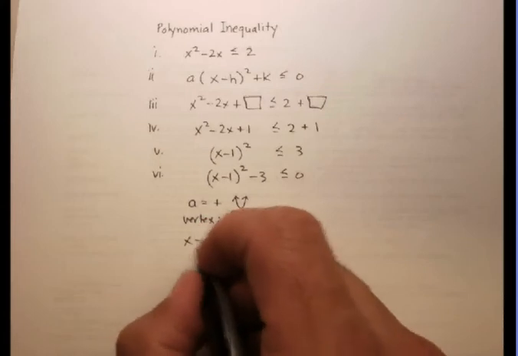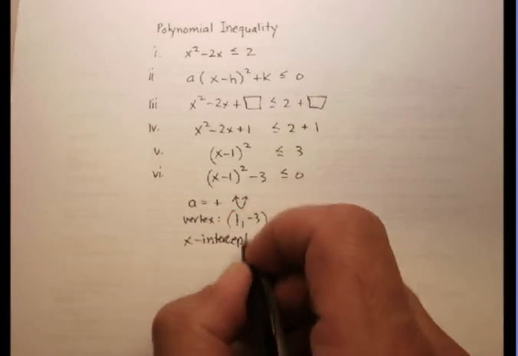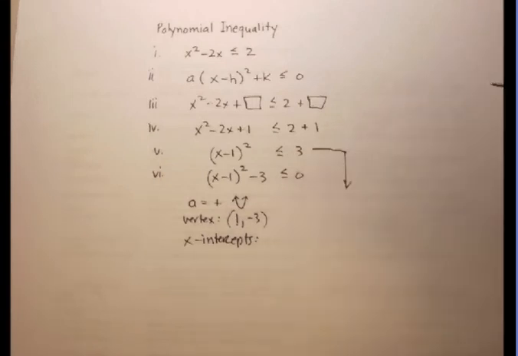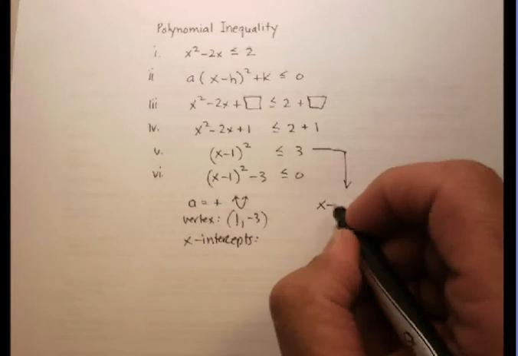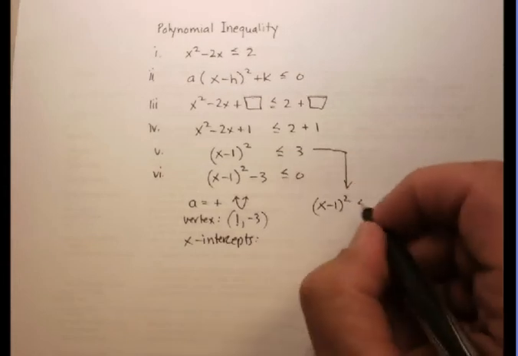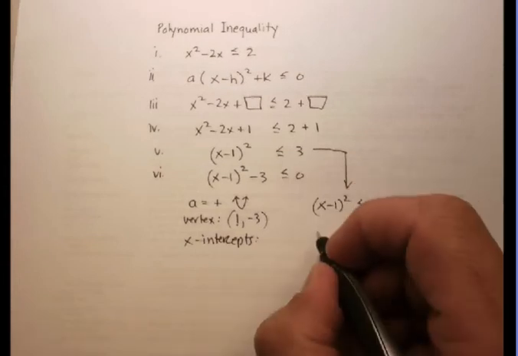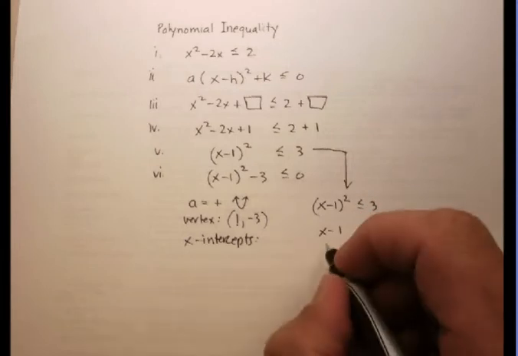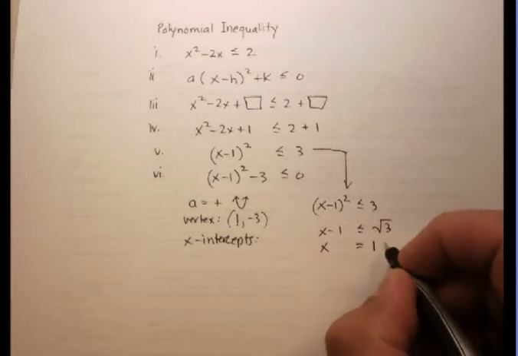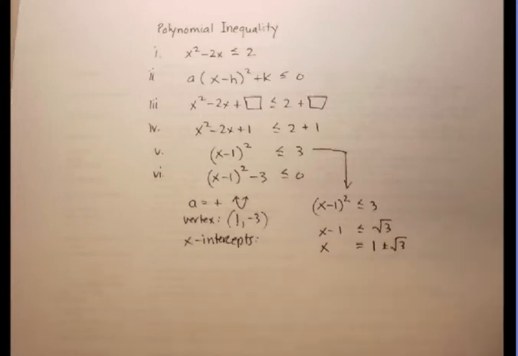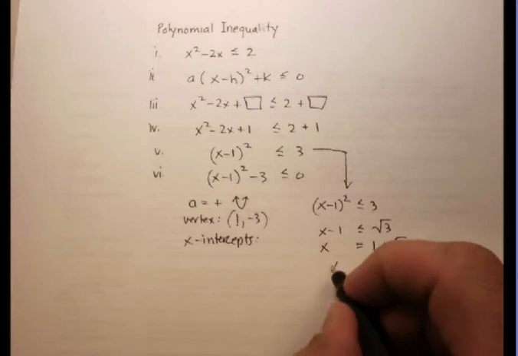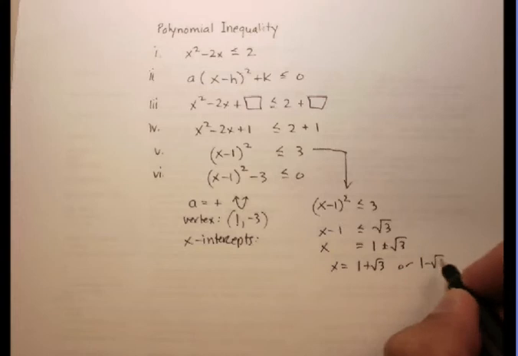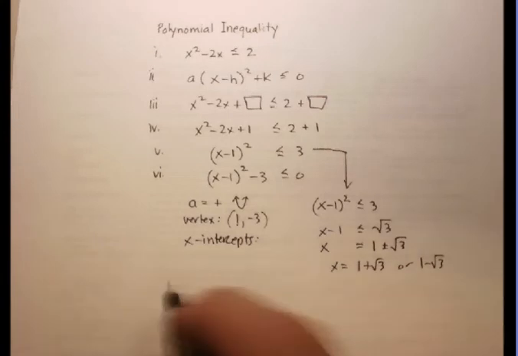Now, what are my x-intercepts? My x-intercepts are, I basically have to go up to here now and solve the problem. Okay? So I've got x minus 1 squared less than or equal to 3. Let's take the square root of both sides, and I get x minus 1 is less than or equal to the square root of 3. Let's get the 1 to the other side. I get 1 plus or minus the square root of 3. So my two x values are x is equal to 1 plus radical 3 or x is equal to 1 minus radical 3. All right, almost done.